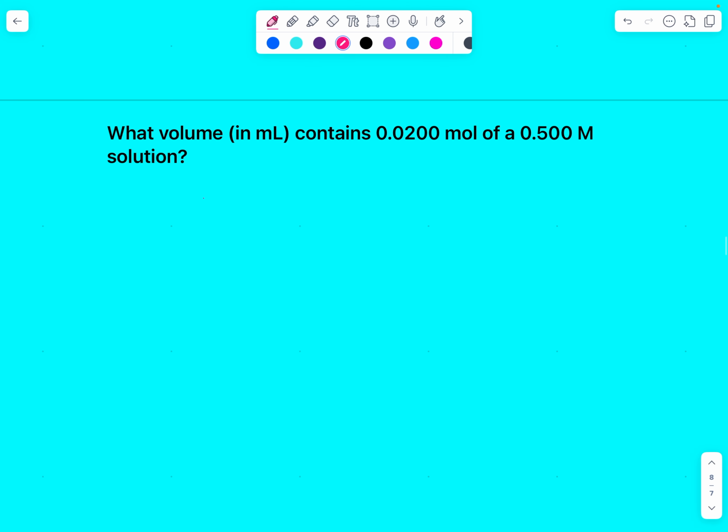Let's try practice problem 2. What volume in milliliters contains 0.0200 moles of a 0.500 molarity solution? So check this out. They actually want us to give it to them in milliliters. So we're going to do that. So we have the formula N equals molarity times volume. To find volume, I need to rearrange the formula. I'm going to divide by M on both sides. What I do on one side, I do to the other. So by doing that, I get volume equals N divided by molarity.